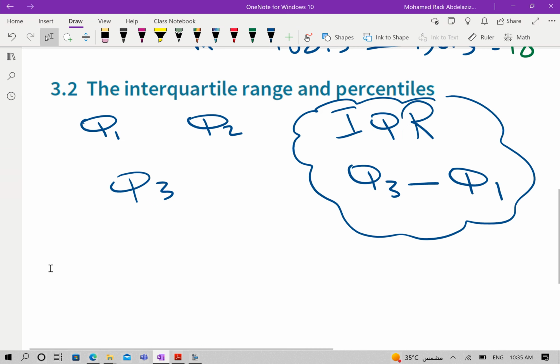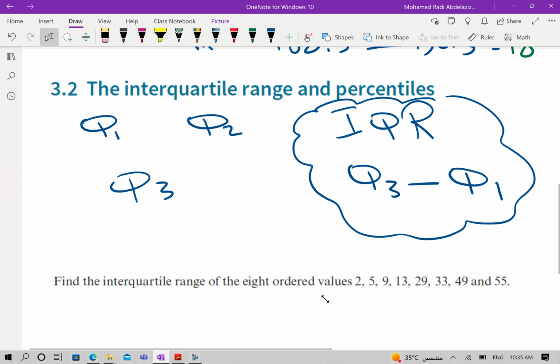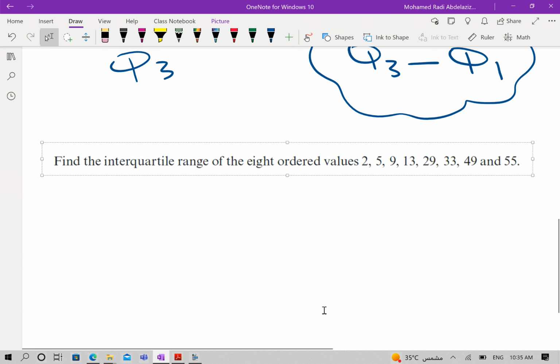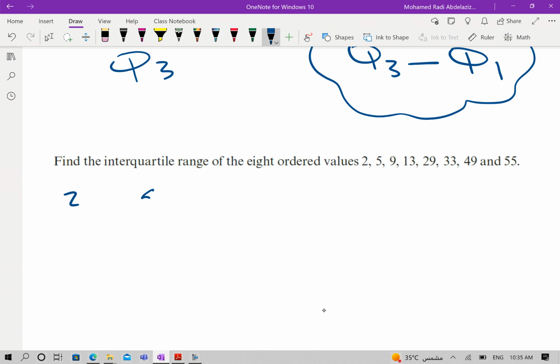If we have discrete values, how do we calculate the median, Q1, Q3, and the interquartile range? First, you have to rearrange the values ascendingly or descendingly. It's already given arranged, right? 2, 5, 9, 13, 29, 33, 49, 55. Which is the median? What is the middle value?